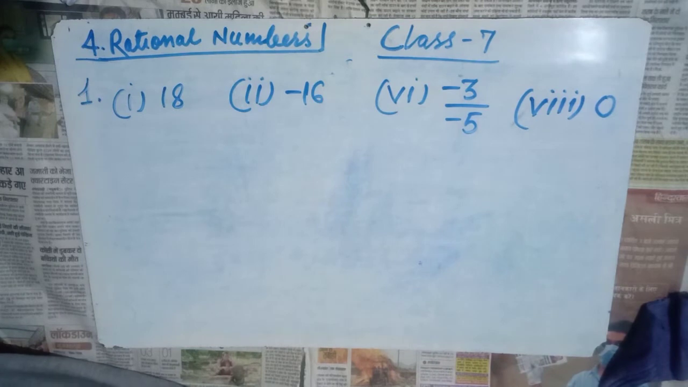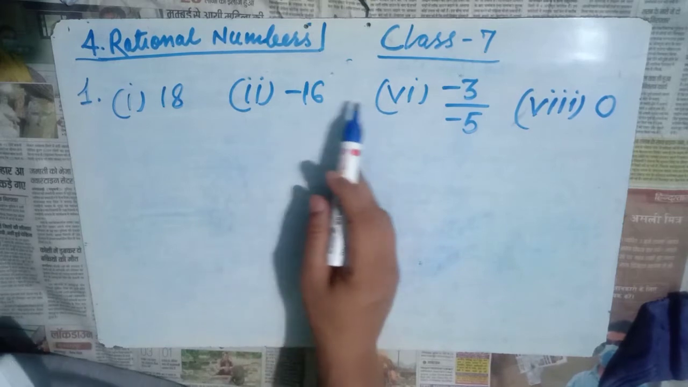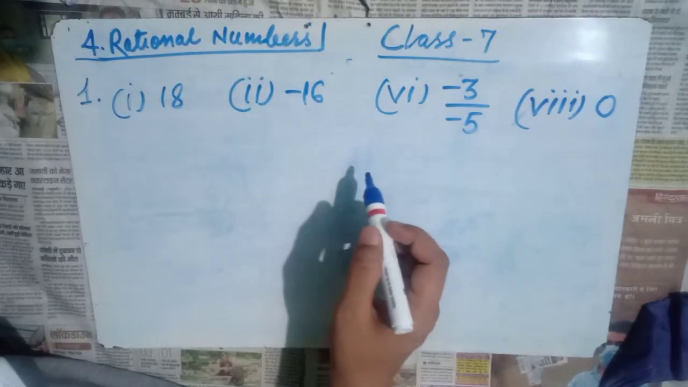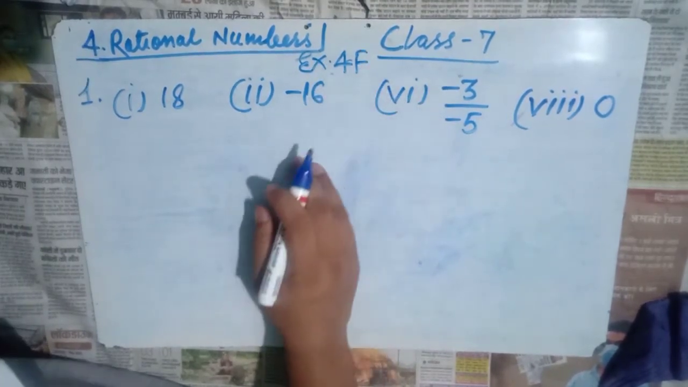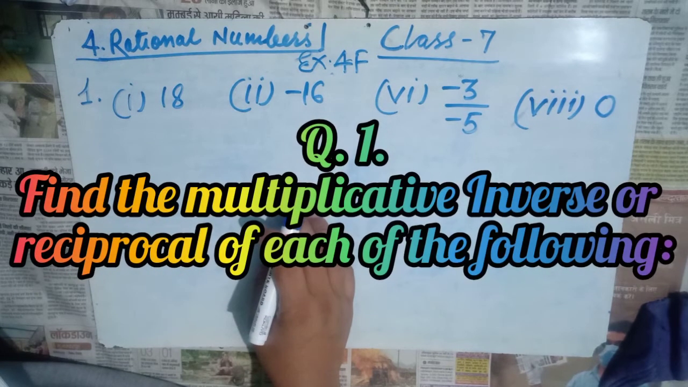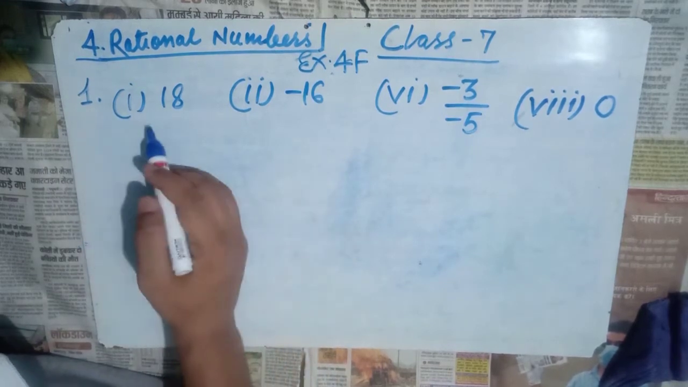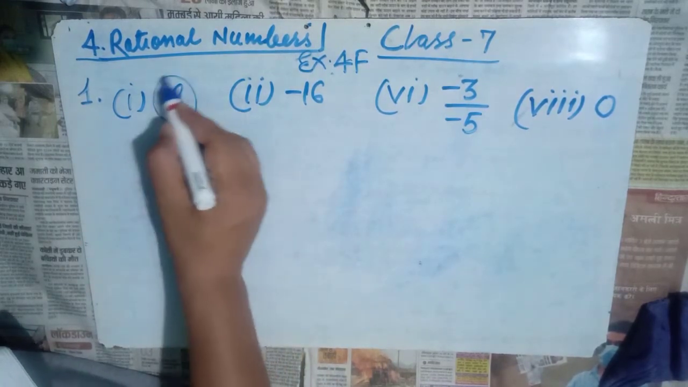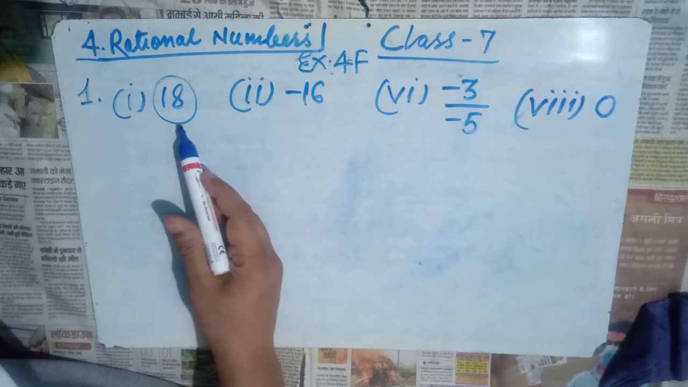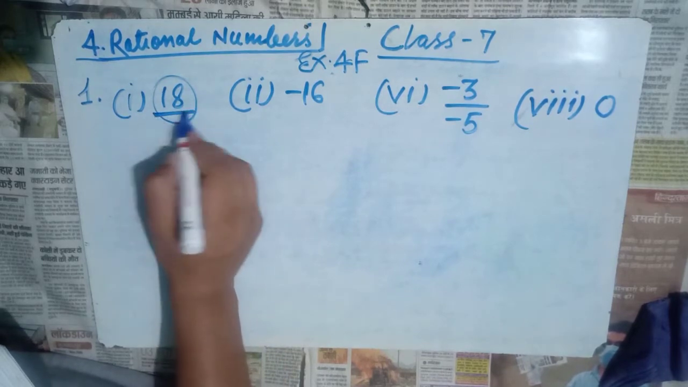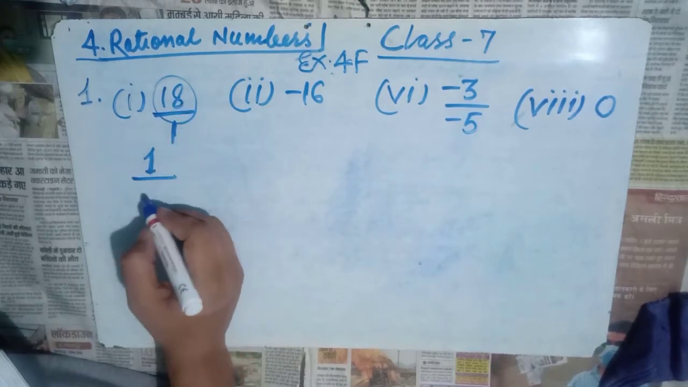Now friends, get ready to solve questions of exercise 4F. The first question says, find the multiplicative inverse or reciprocal of each of the following. As you can see the question on the screen, the first option, we have to find the multiplicative inverse of 18, or the reciprocal of 18. That means here is 18, with 1 hidden as the denominator.